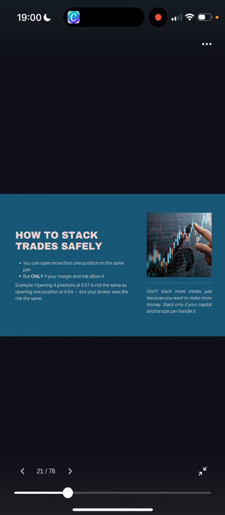Always know how much you're risking. If you're going to open multiple positions, add up all the risk, all the SL points of all the positions, add up all of them. That will tell you how much you're risking in the entire trade. So please be smart about that. Don't just stack trades just because you want to make more money. Stack only if your capital and lot size can handle it.